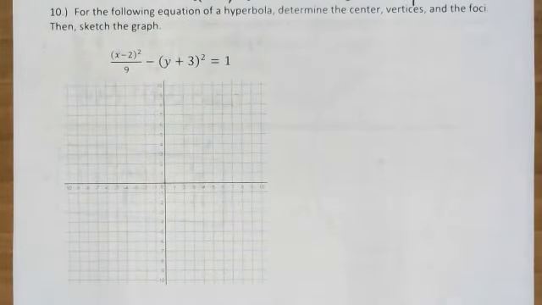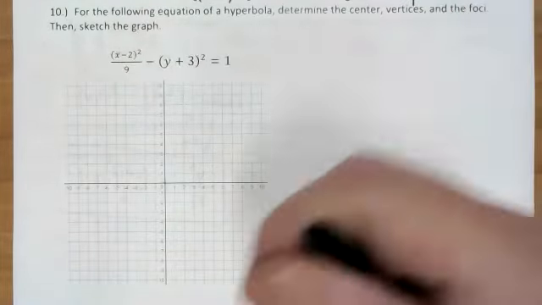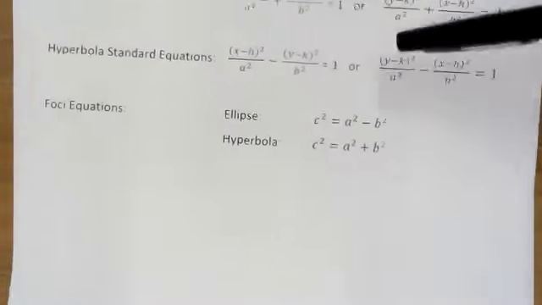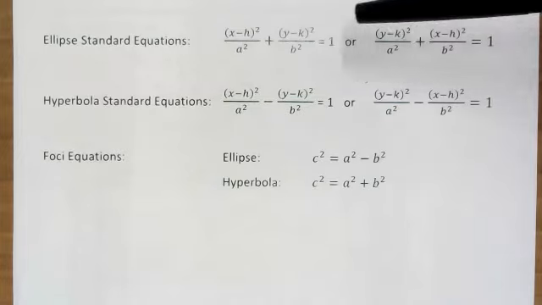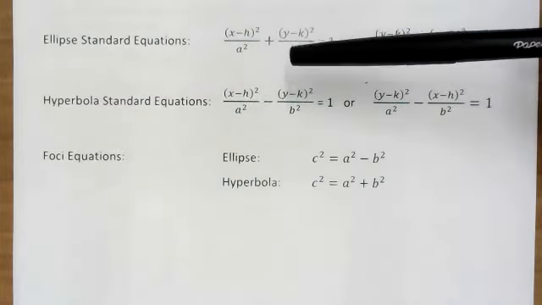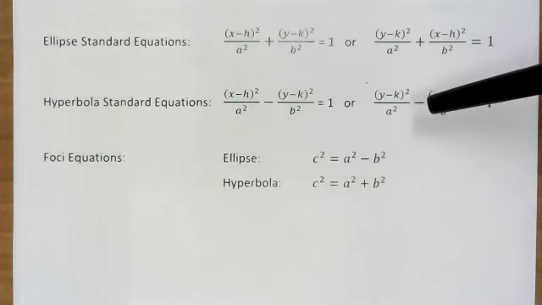All right. So the first thing we want to do is, here's our equation. I'm going to grab the formula sheet. I first want to see if this equation is in the standard form. Hyperbola equations, once again, there are two of them. They look a lot like the ellipse equation. The only difference is in the ellipse equation the two fractions are added, and in the hyperbola the two are subtracted.